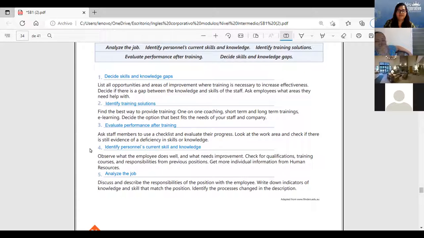Okay, number five, analyze the job. Discuss and describe the responsibilities of the position with the employee. Write down indicators of knowledge and skill that match the position. Identify the processes change in the description. There are a couple of them that are like, okay, it's this one, right? But there are others where you have to think a little bit and change a couple of things to get to the right one.